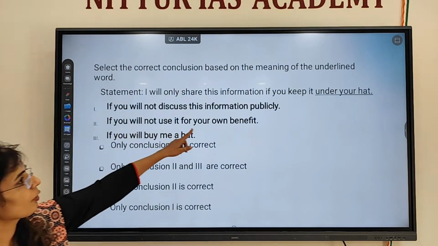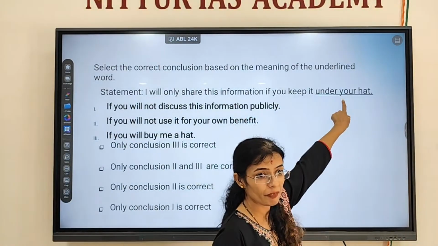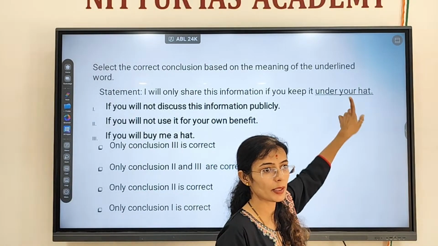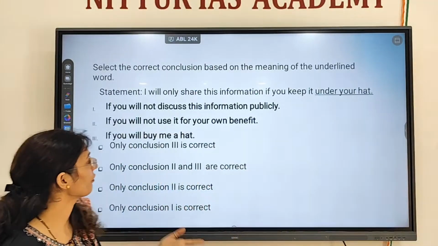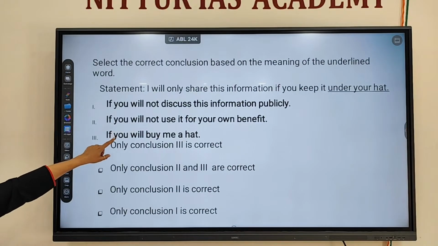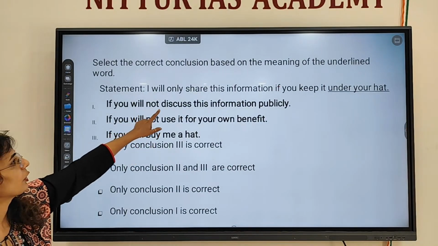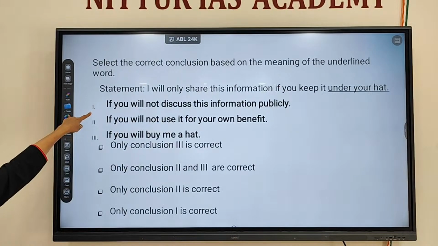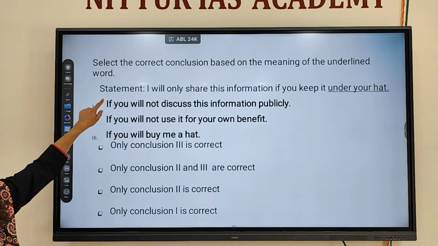Same way, I'm just going to go quickly. I will not share this information unless you keep it under your hat. We did this idiom. Under your hat means keep it secret or do not reveal. So which one is talking about it? Buy me a hat, no use. Will not discuss the information publicly? Yes. Will not use it for your own benefit? Yes. So 1 and 2 are correct.